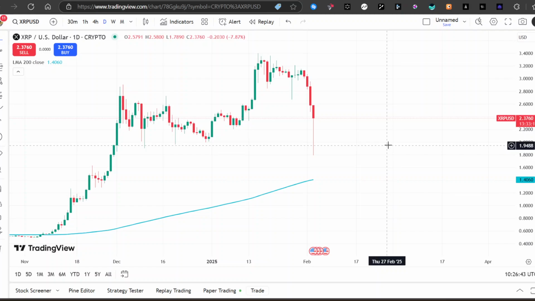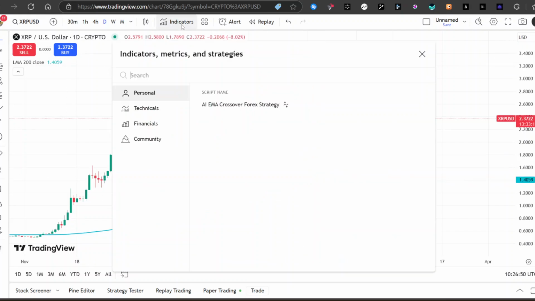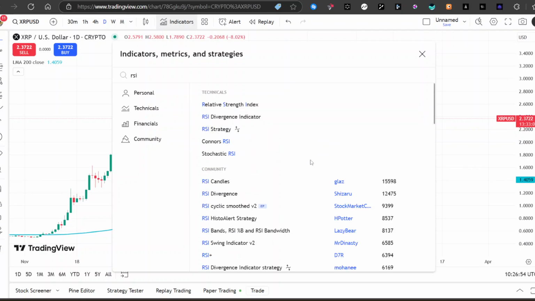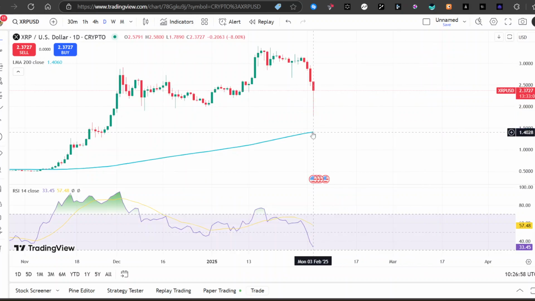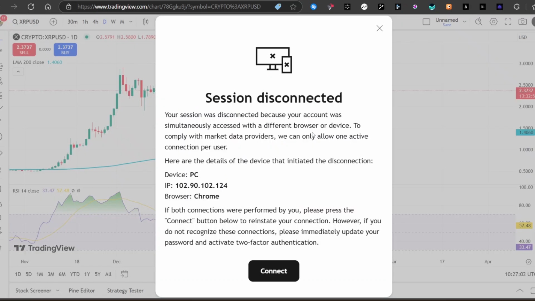But you might want to combine the LMA with a momentum indicator just to be on the safer side for trend confirmations, right? For confirming your signals, basically. So you can use any momentum indicator of your choice, whether you want to use the RSI or the MACD or any other momentum oscillator of your choice.